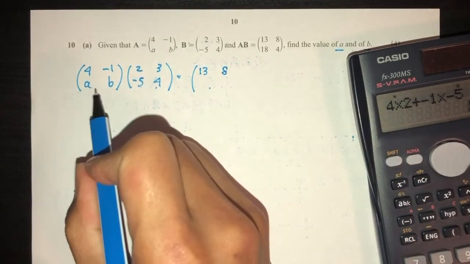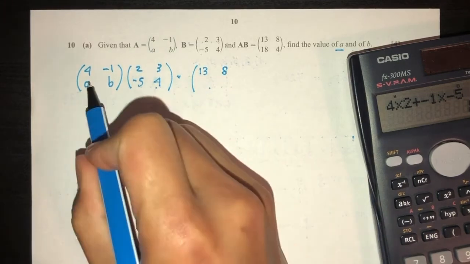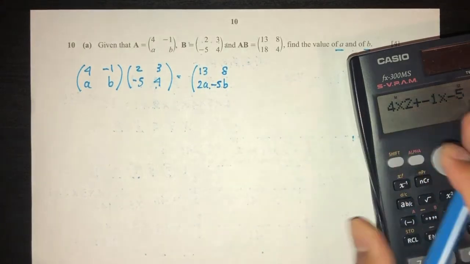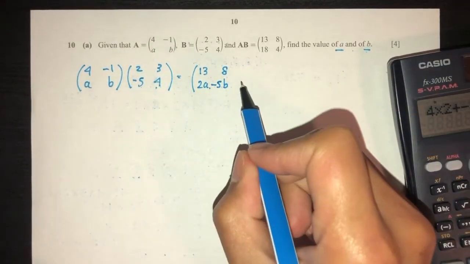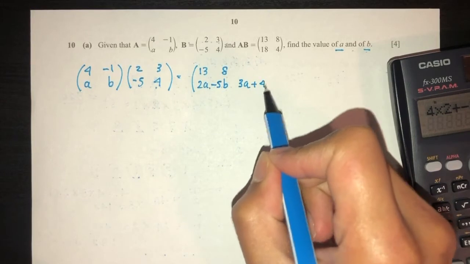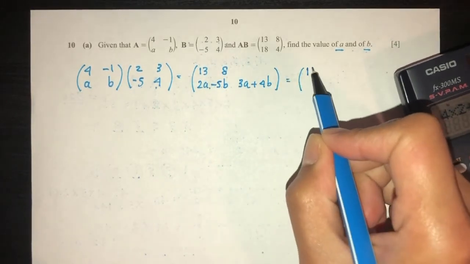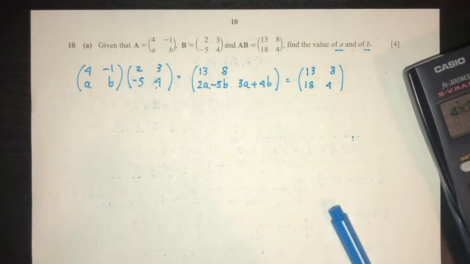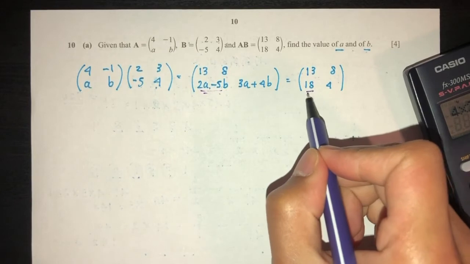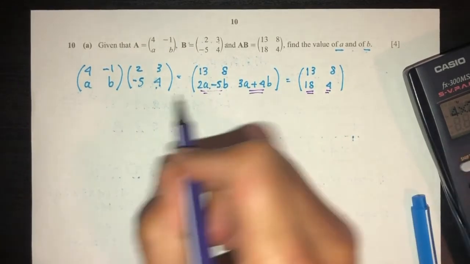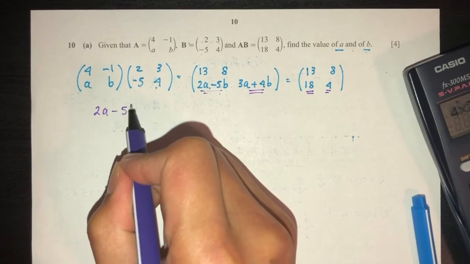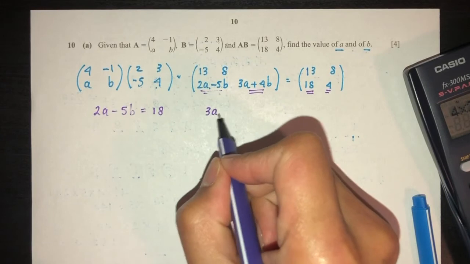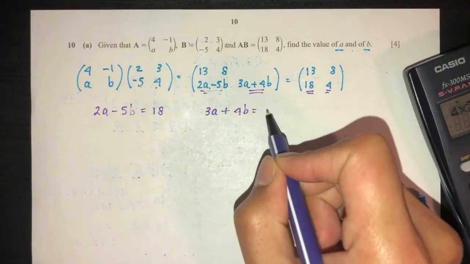So we have to find these 2. So A times 2 will be 2A, plus B times minus 5 will be minus 5B. And then this one will become 3A plus 4B. This is equal to 13, 8, 18, and 4. So we have to equate the corresponding values. So this is equal to this, and this is equal to this. So first one will be 2A minus 5B is equal to minus 18. Then this one is 3A plus 4B is equal to 4.